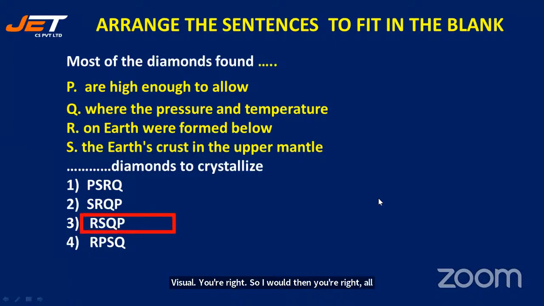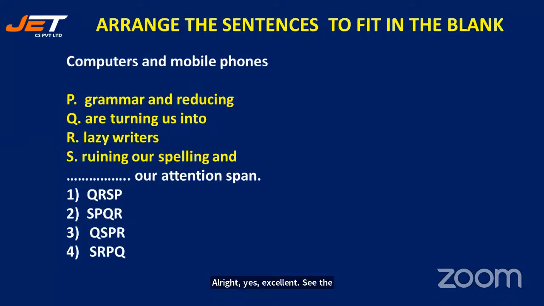Let's disclose the answer. It is none other than option 3, RSQP. How? The sentence starts with: most of the diamonds found on earth were formed below the earth's crust in the upper mantle, where the pressure and temperature are high enough to allow diamonds to crystallize. Excellent. See the next question.